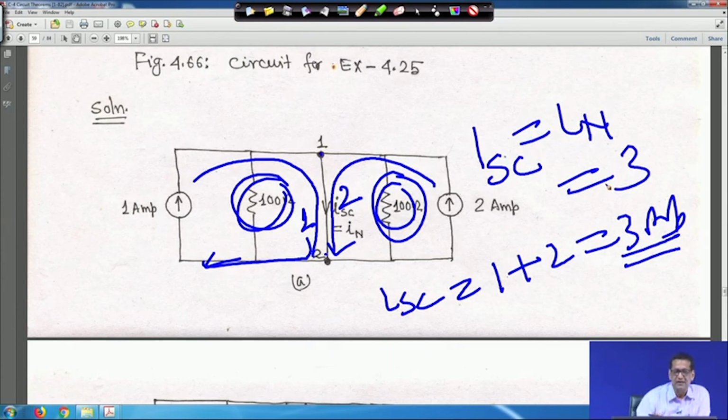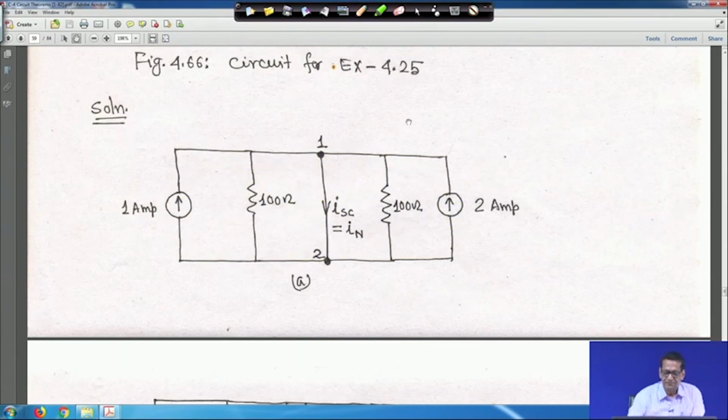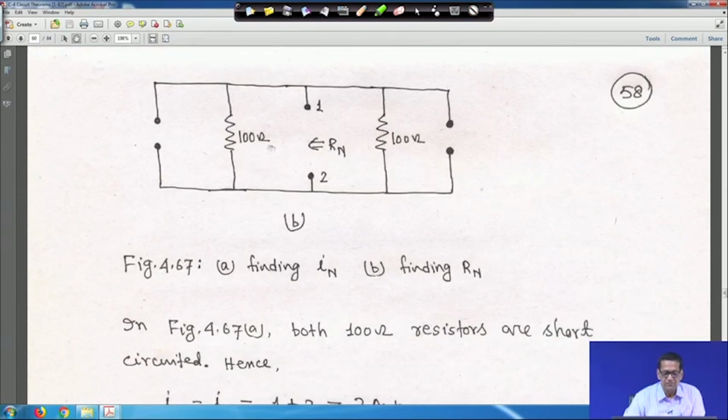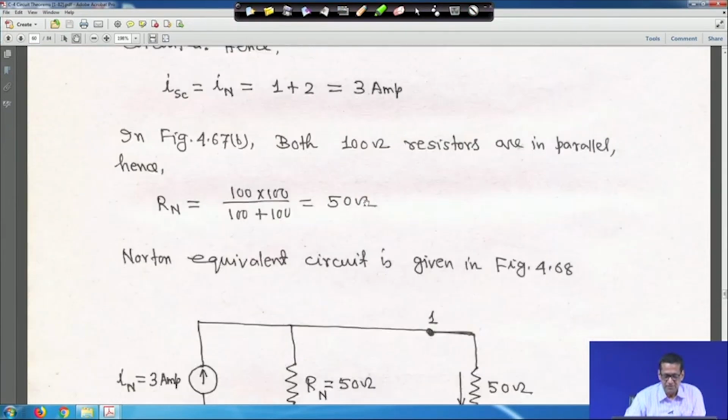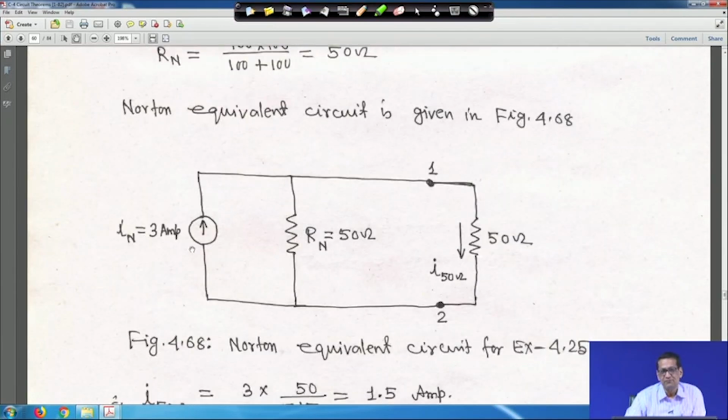And when it will be in parallel, when we try to find R Norton in between 1 and 2, at that time this is open, this is also open, and we have to find it out between 1 and 2. So at that time the 100 and 100 ohm are in parallel, right, when it is open. So Rn is equal to 50 ohm. So finally, if you draw this circuit, In is equal to 3 ampere, Rn is equal to 50 ohm.